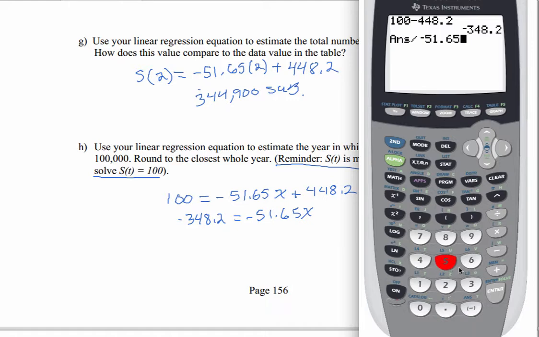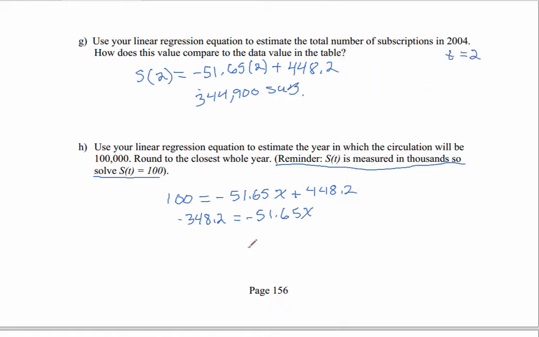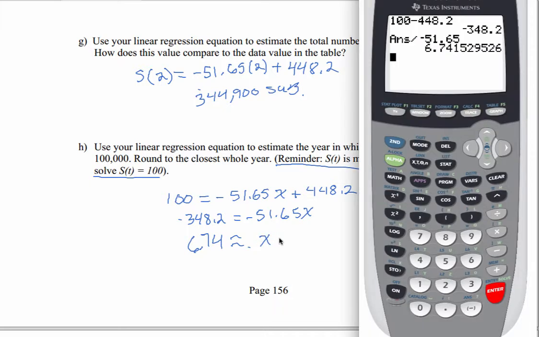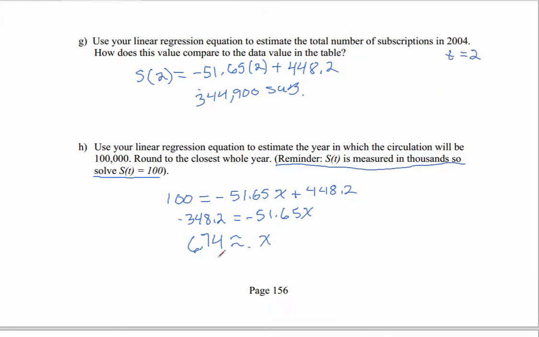Notice I didn't retype in the number. If I hit the divide symbol, it just put ans divided by, and then I typed negative 51.65. That's because ans is the last thing you had on the calculator, okay? And so it gives me back 6.74. So 6.74 is approximately equal to x, okay? All righty. So they tell us to take that number and round it off to the nearest year. So that's going to be approximately 7 years from 2002.